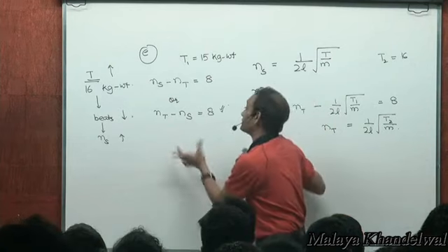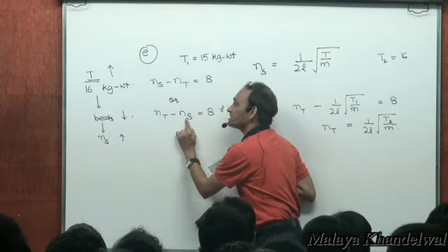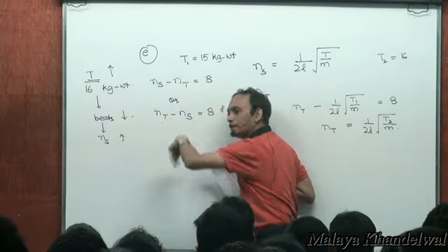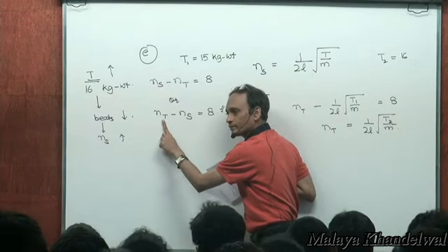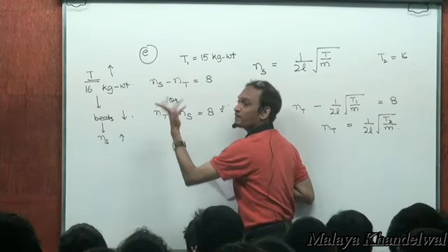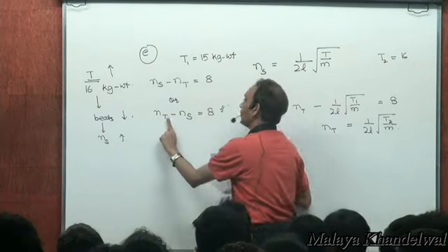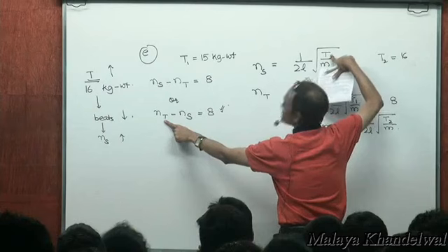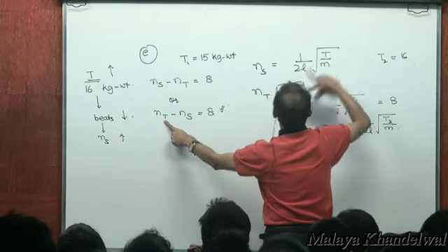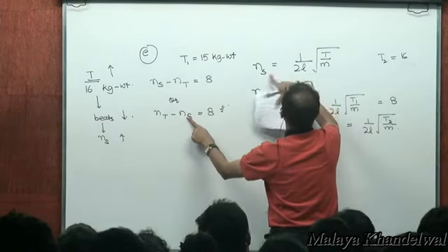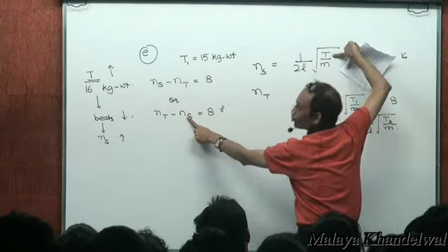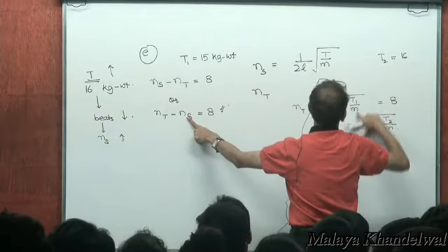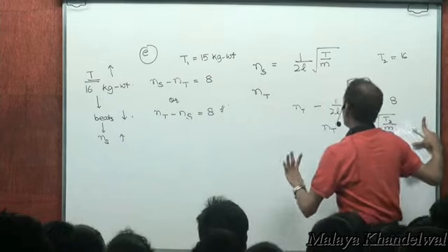In which case will it happen? It'll happen in this case, isn't it? As NS increases, this difference will decrease because NT is not going to change, right? NT is fixed for the fork. Now, applying this for the first case where sonometer wire tension is T1, which is 15 kg weight, the frequency of the sonometer wire would be 1 by 2L root T1 by M. NT minus that is 8, right?